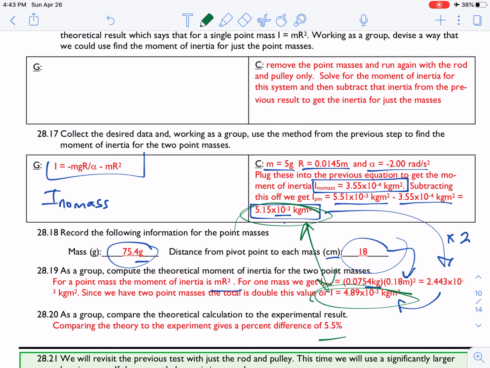So you have the objects like the rod, the pulley, the hanging mass. You find that inertia as the inertia of no mass. And you already had the inertia of everything, including those two masses. Now subtraction will give you the difference, and the difference is those 2 point masses, and that's what we did, and we compared it with the theoretical value.